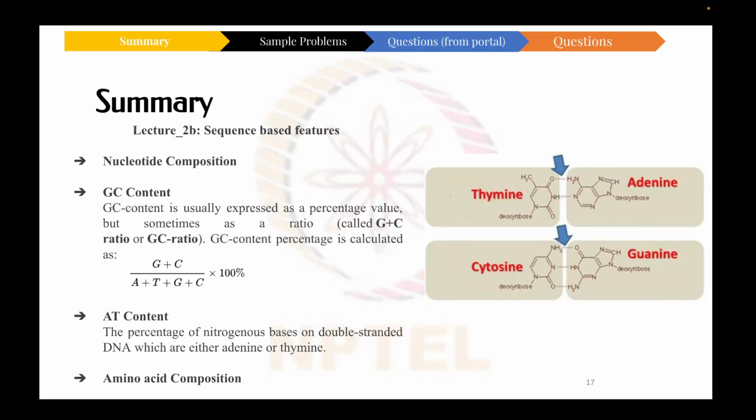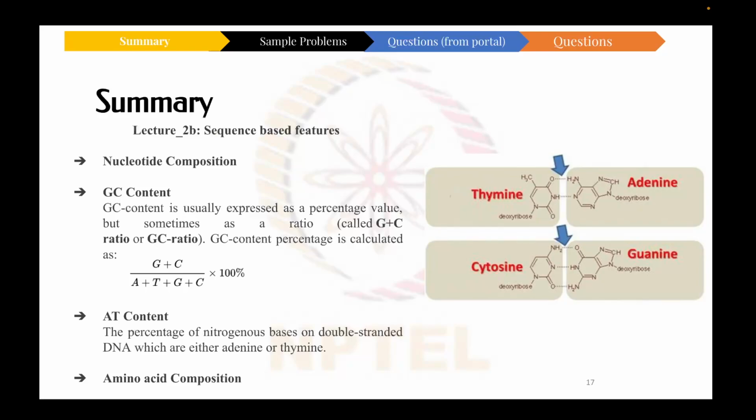First we have AT and GC content, that is the percentage of A and T in a DNA sequence and the percentage of G and C. AT content represents the total number or percentage of adenine and thymine nucleotides in a DNA molecule. It is a measure of purine and pyrimidine balance in a DNA sequence. Then we have GC content, which represents the total number or percentage of guanine and cytosine nucleotides in a DNA molecule. It is a measure of hydrogen bonding strength between complementary base pairs.